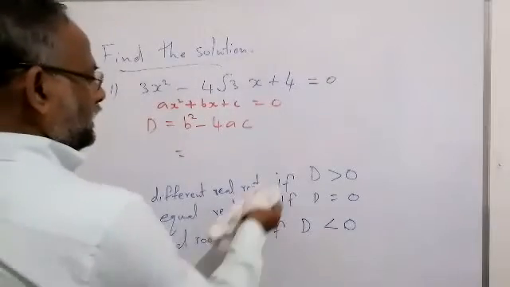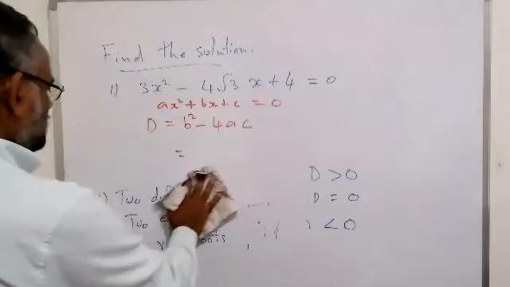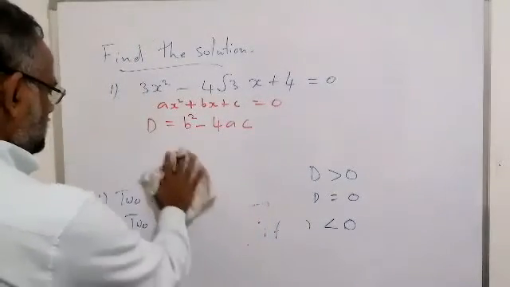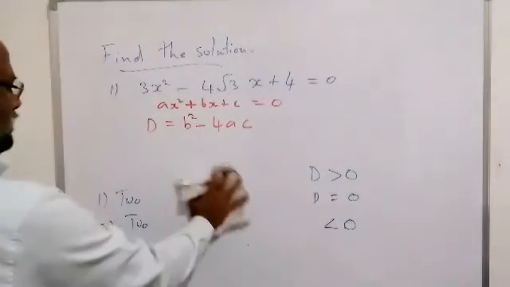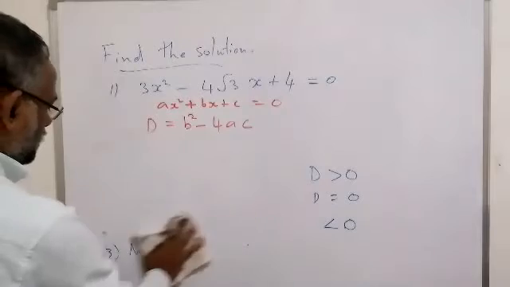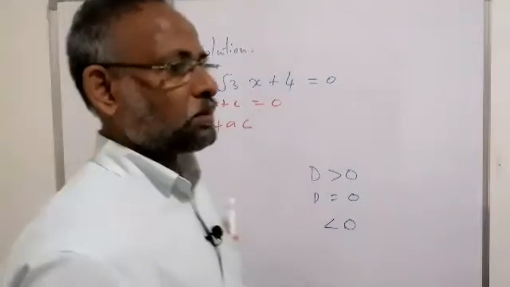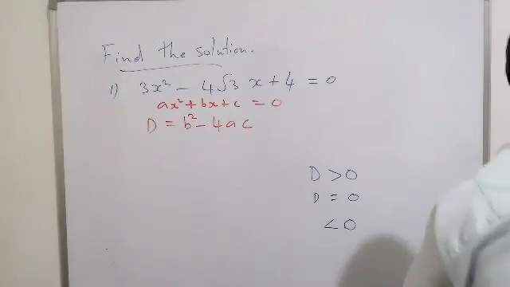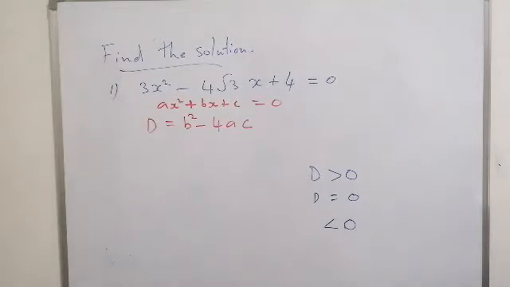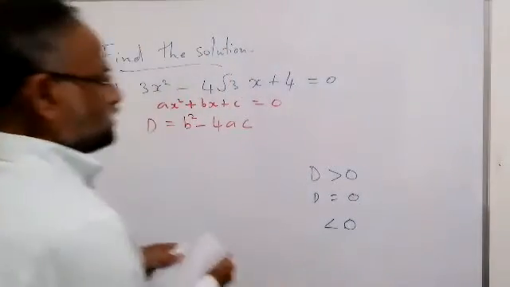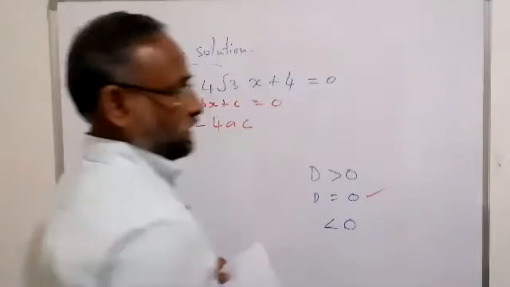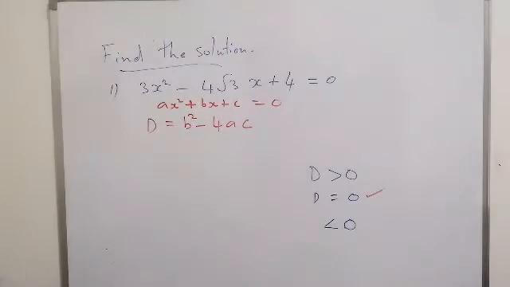If D greater than 0, two different roots. If D is equal to 0, two repeating roots. Yes, exactly. Clap. Sir, D is equal to 0. Many are telling D is equal to 0. Exactly. D is equal to 0 means the second condition: we are getting two repeated roots.